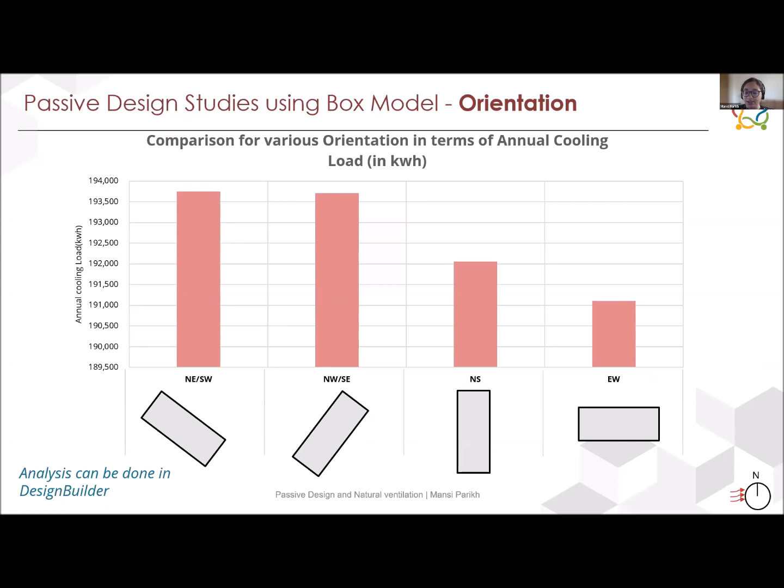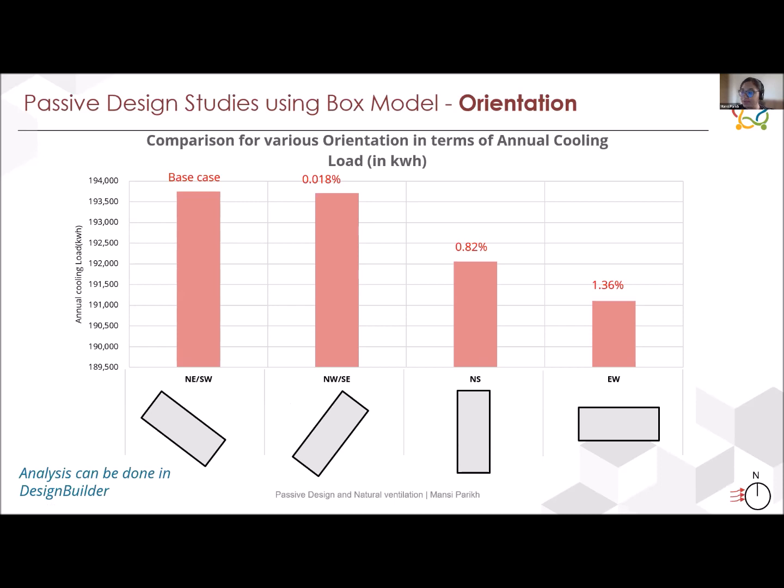So this chart shows annual cooling loads on the y-axis here. And then these are various orientations like northeast, southwest, northwest and southeast, north and south, and east and west. And these are your annual cooling loads. So we studied the impact of orientation in terms of annual cooling loads.